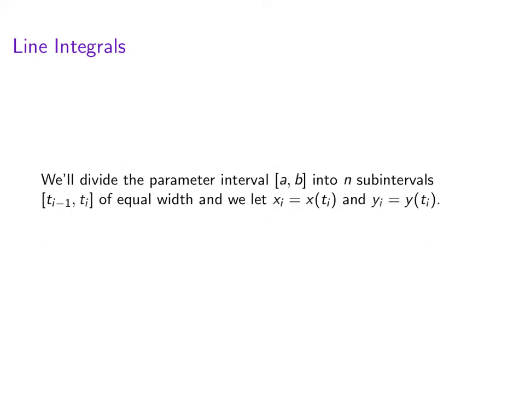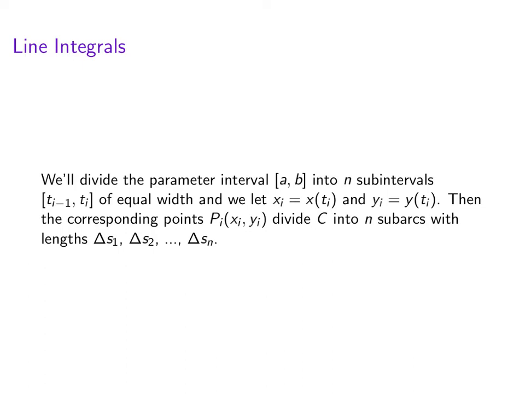So what we'll do is divide the parameter interval a to b into n subintervals of equal width. Then we'll let x sub i equal x of t sub i and y sub i equal y of t sub i. Then we have corresponding points P sub i, which divide the curve into sub-arcs with lengths delta s1, delta s2, and so on up to delta sn.